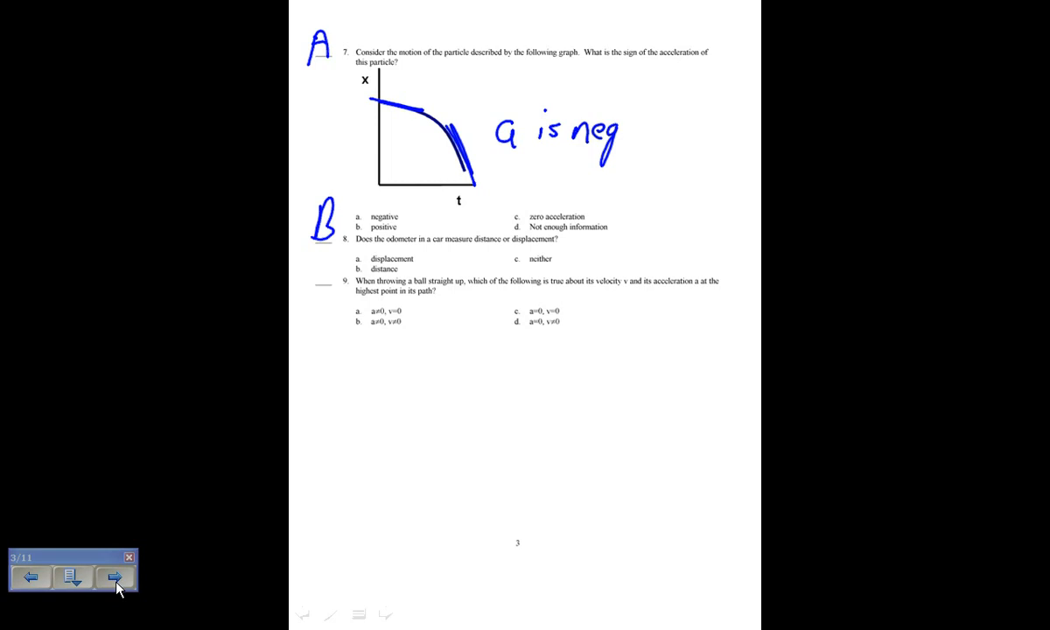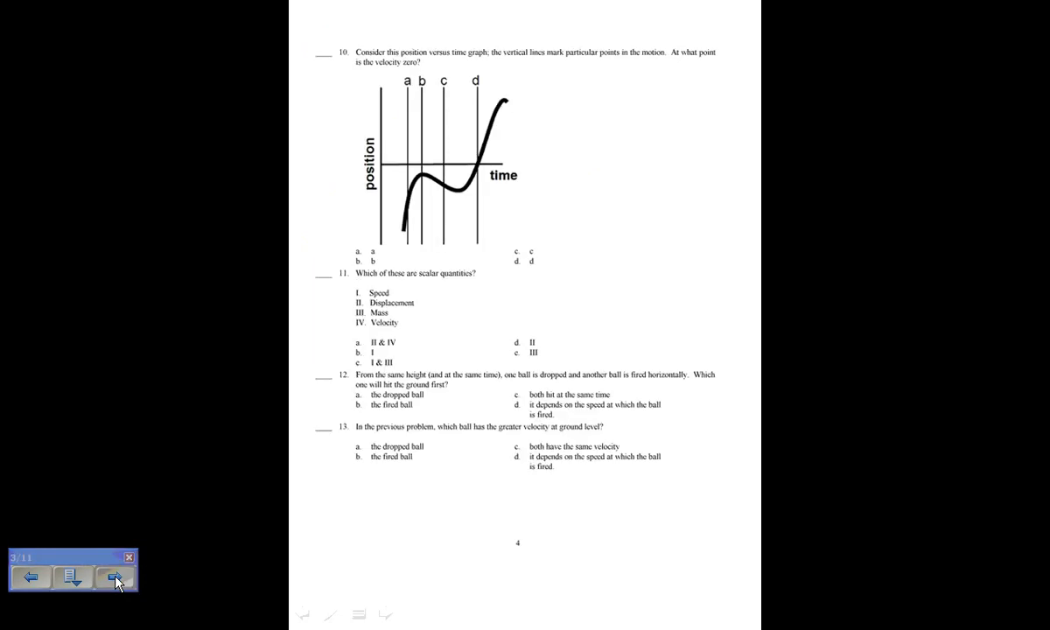When throwing a ball straight up, which of the following is true about its velocity and its acceleration at the highest point? At the highest point, it comes to rest. So V is equal to 0, but the acceleration is not 0. It's still minus 9.8. Consider this position versus time graph. The vertical lines mark particular points. At what point is the velocity 0? The velocity is 0 where the slope is 0. That's at this point right here. That's B.